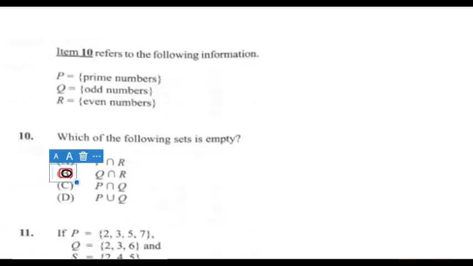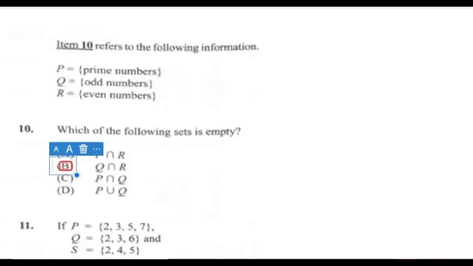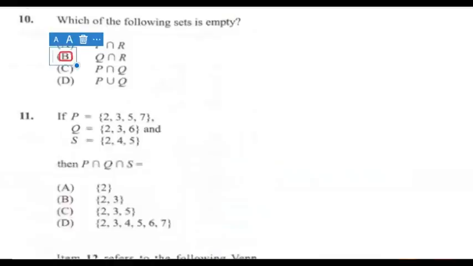C says P intersect Q, so it is prime numbers intersect odd numbers, and we don't even need to go there, as we know there are a lot of prime numbers that are odd numbers and a lot of odd numbers that are prime numbers. And D says P union Q, so we know that that set is not empty as well.